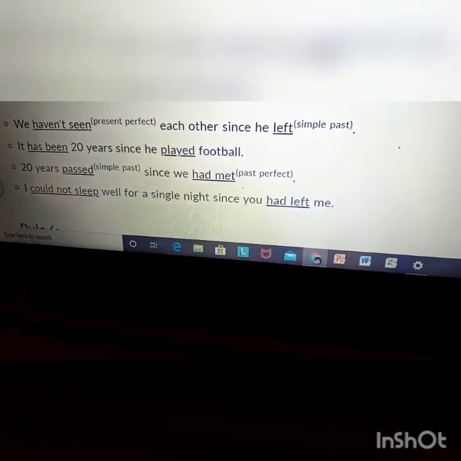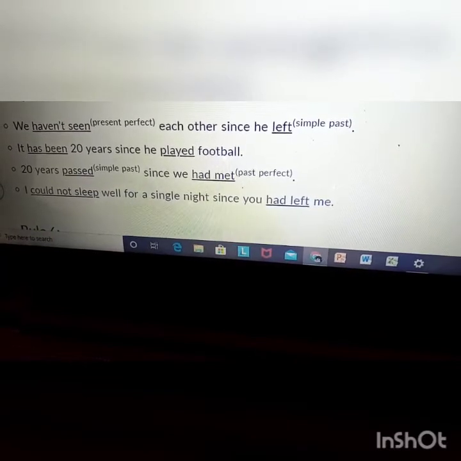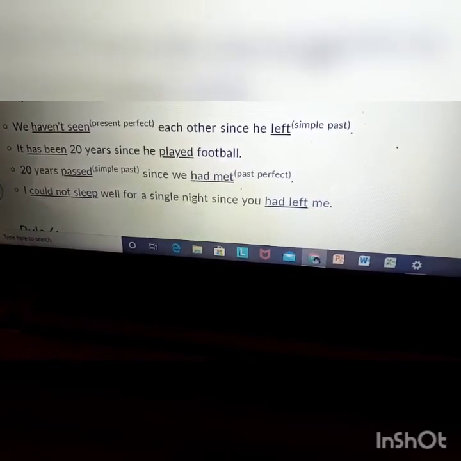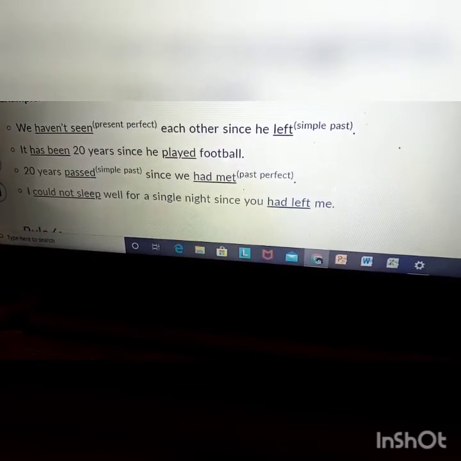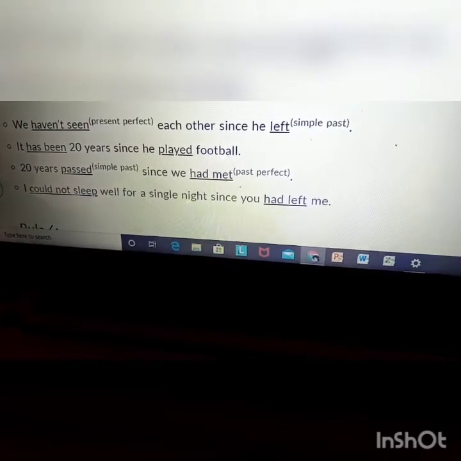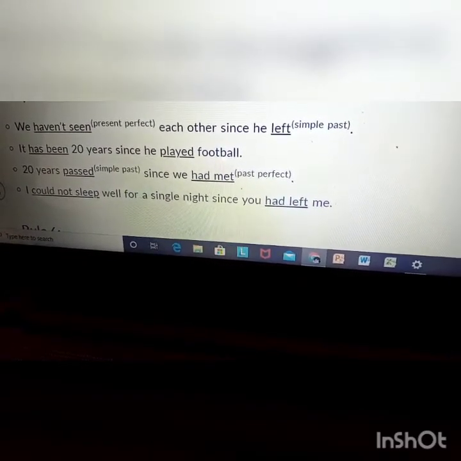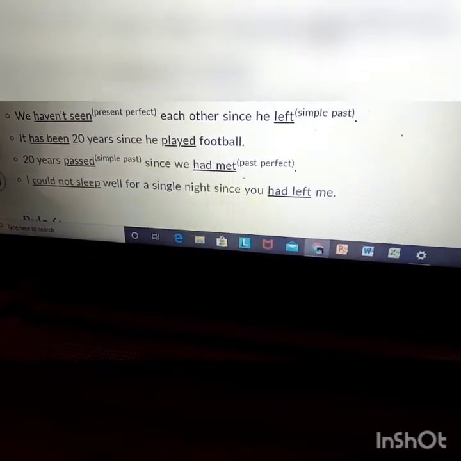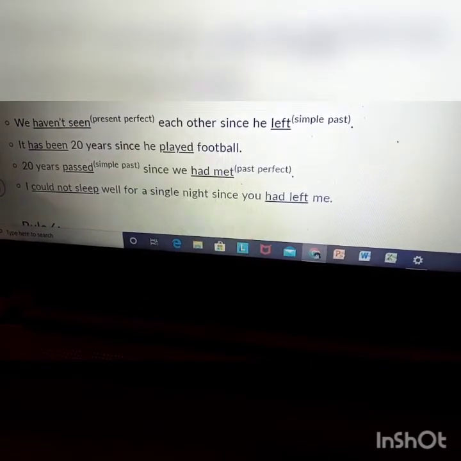In the example, you can see: we haven't seen each other since he left. The since divides the sentence into 2 parts: before since we have one sentence and after that we have another. Before since, the sentence is in present perfect tense, and the next half, he left, is in past simple tense. So all the examples are in the same model.